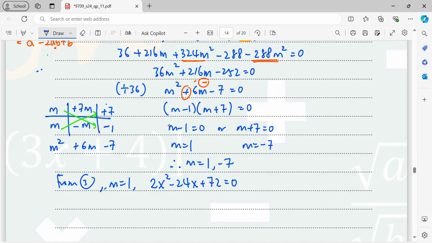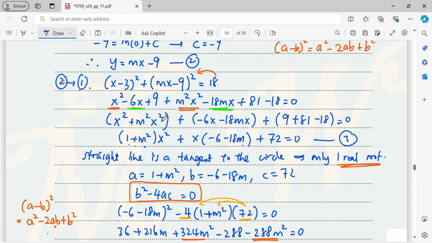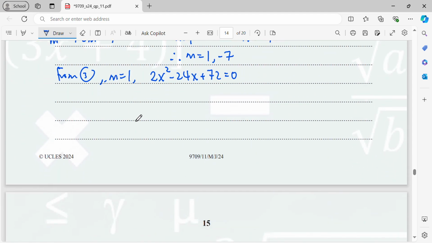And we are expected to get 1 point here, one x, because it's mentioned only one real root. So obviously this quadratic can be divided by 2 first. You will get x squared minus 12x plus 36 equals 0. And this quadratic can be factorized into x minus 6 squared, which means x equals 6. You can write x minus 6 equals 0. Therefore, x equals 6.